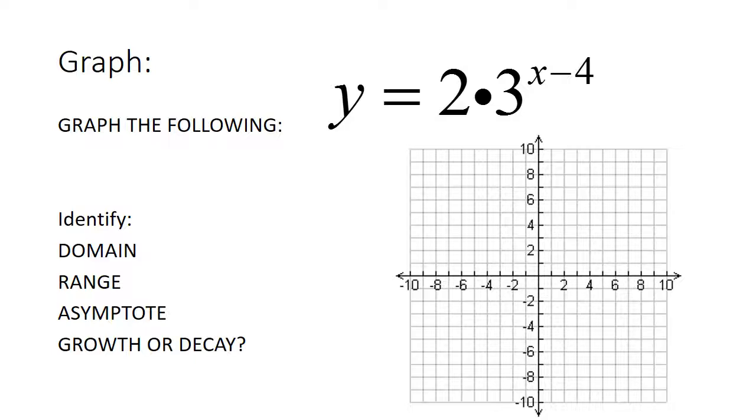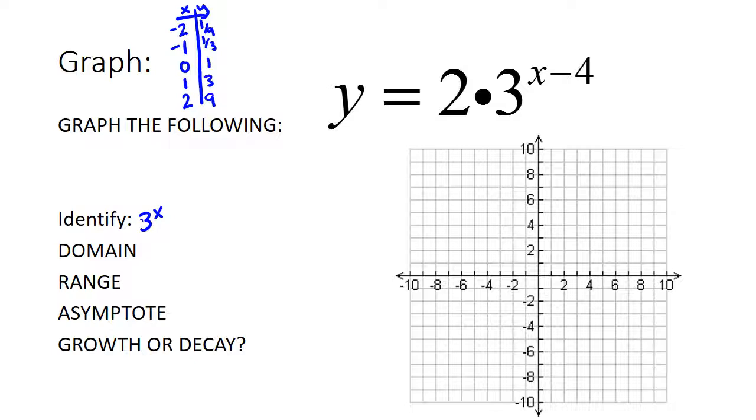Let's take a look at this first example. In this first example, you need to create your parent table. For your parent table, your parent function is 3 to the x. So we're going to stick to those 5 values we've been using. Anything to the 0 power is 1, 3 to the 1 is 3, 3 squared is 9. 3 to the negative 1 means we flip when we have a negative exponent, and 3 to the negative 2 means we square and flip.